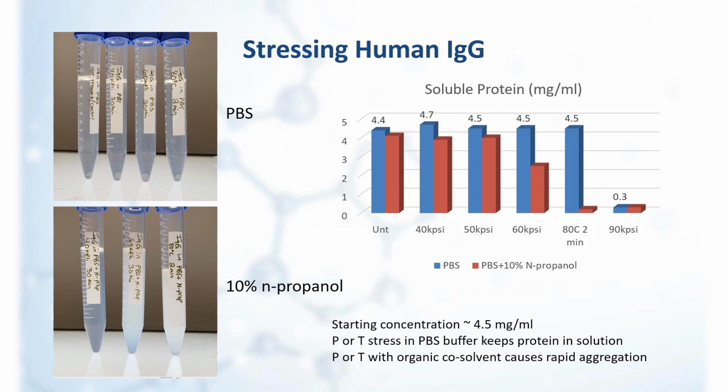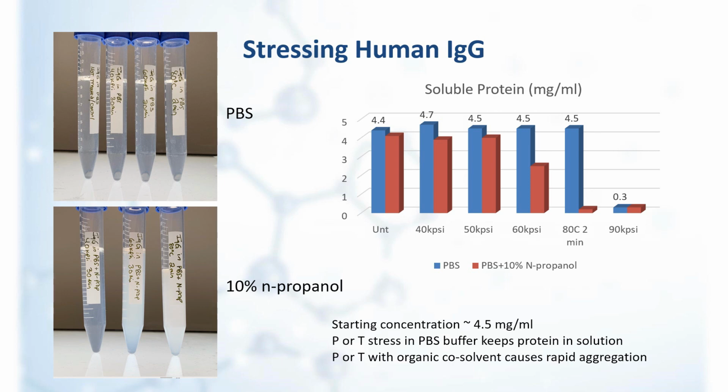For our first set of experiments, in order to understand the power of their approach, we selected a well-characterized model, human IgG, a well-soluble protein that is known for its propensity to aggregate in specific conditions. pH, temperature, and pressure are all known to trigger IgG aggregation. We compared the effects of 4 levels of pressure and 1 heat condition on IgG aggregation in 2 buffers, conventional phosphate buffered saline and PBS containing 10% N-propanol as a co-solvent.